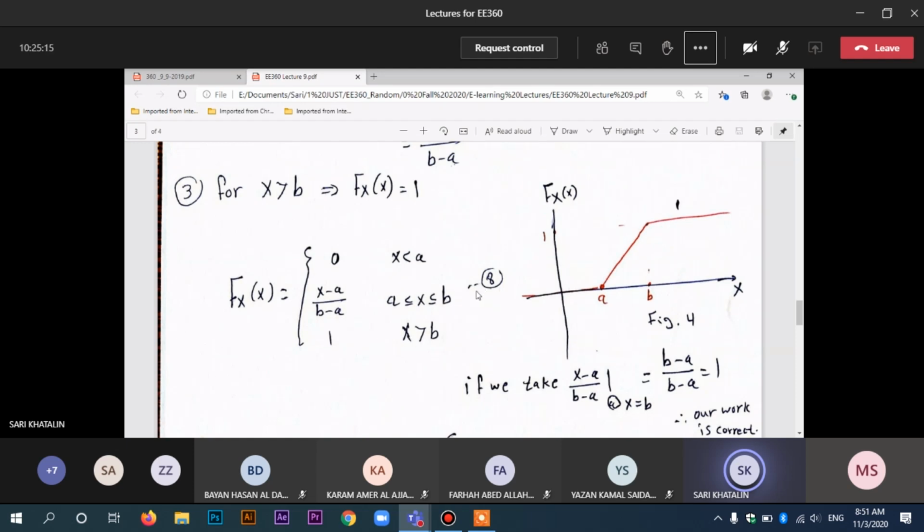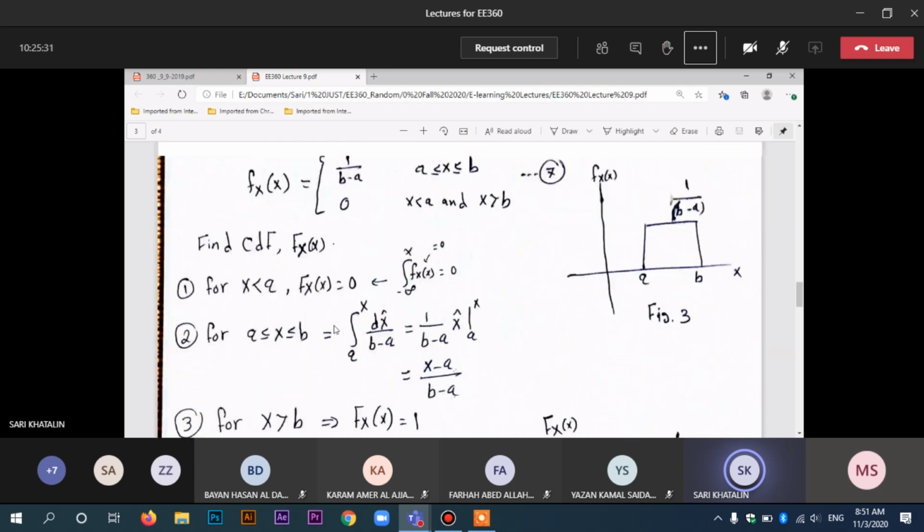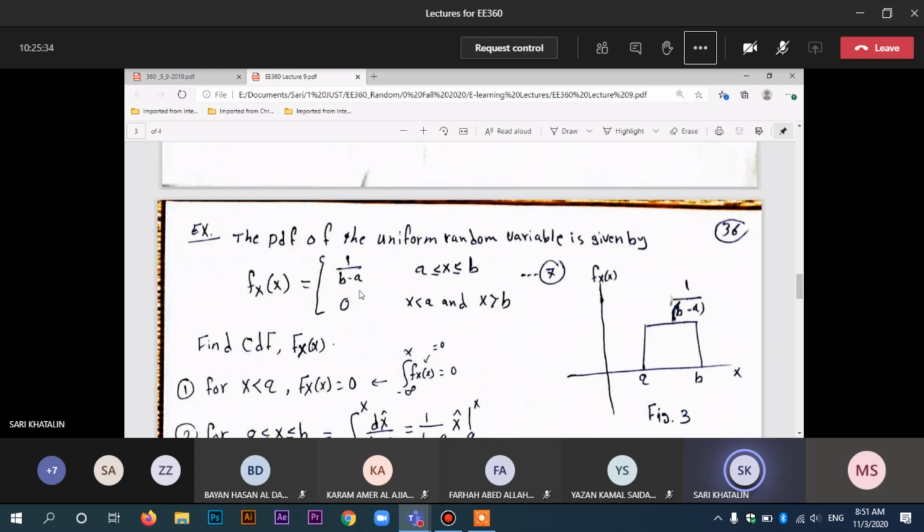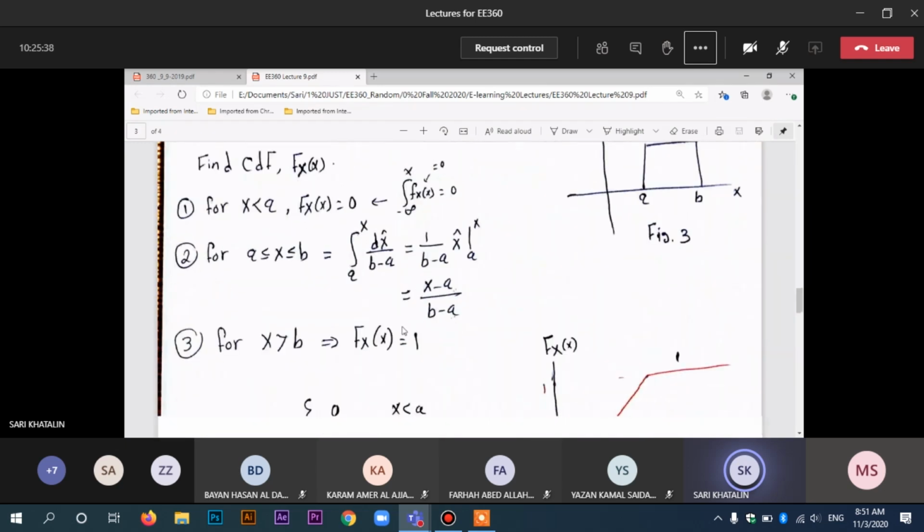So basically, you can write the Fx in this form, as in equation 8. For x less than a, it is equal to 0. For x between a and b, it is this, and when x is larger than b, it is equal to 1. Now, if you take the first derivative of this one, you will end up with the PDF, equation 7, as well.